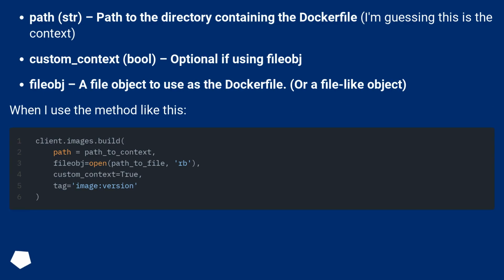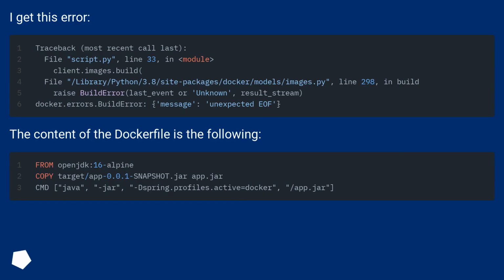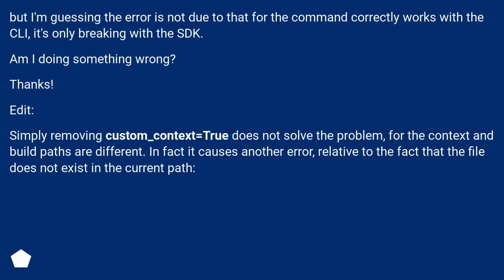When I use the method like this, I get this error. The content of the Dockerfile is the following. But I'm guessing the error is not due to that, for the command correctly works with the client. It's only breaking with the SDK. Am I doing something wrong?